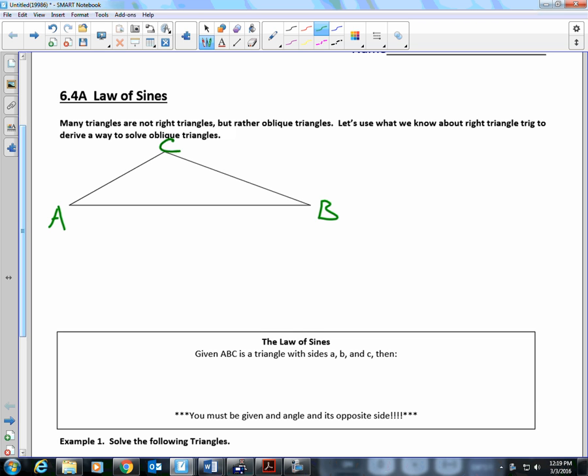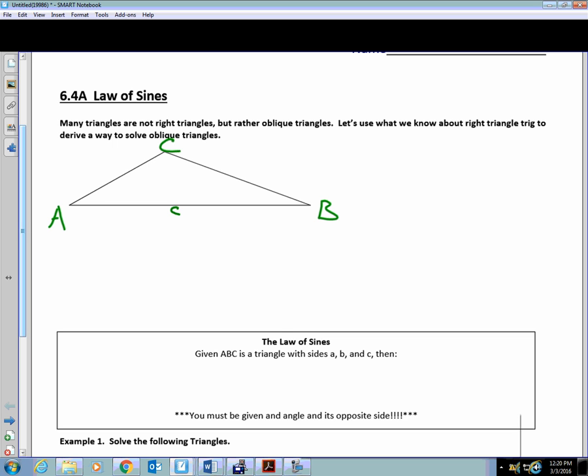Okay, so this is the big question. This is our unit. We want to learn about oblique triangles. What are oblique triangles? Oblique triangles do not have a right angle. So far, you've been able to do trigonometry with right angles. Well, congratulations. We were able to do that a while ago. So what about triangles that are not right? How do we work with them? So many triangles are not right triangles, but rather oblique. Let's use what we know about right triangle trig to derive a way to solve oblique triangles.